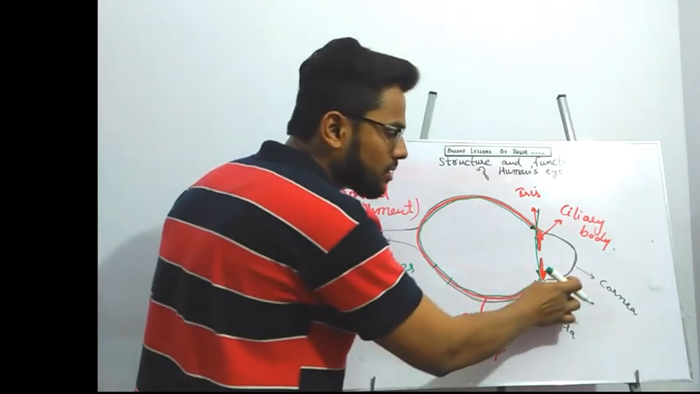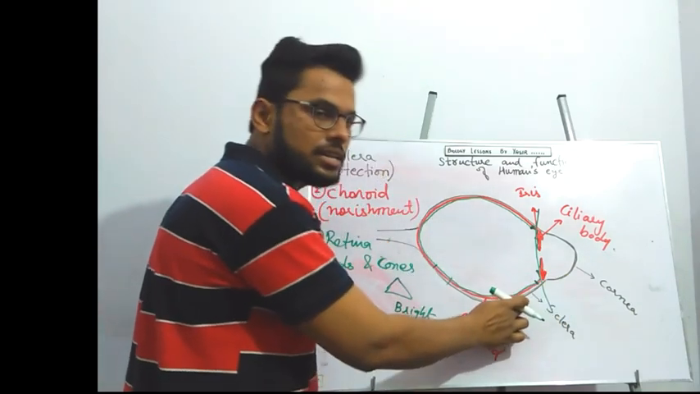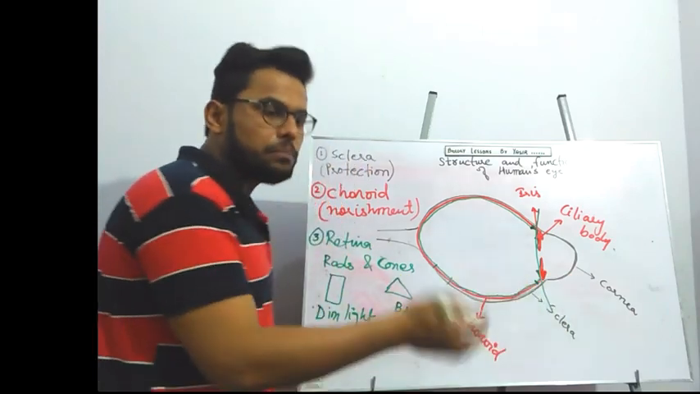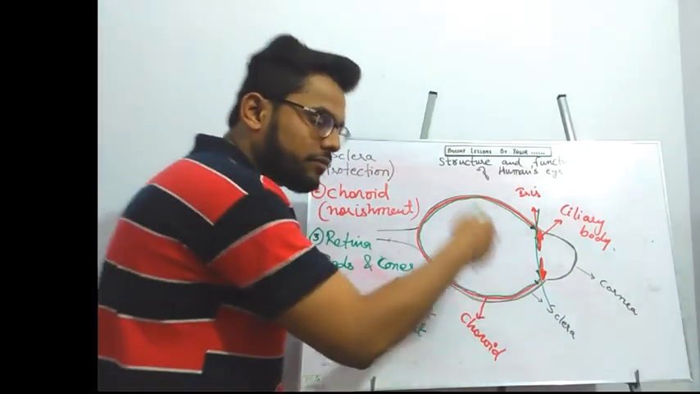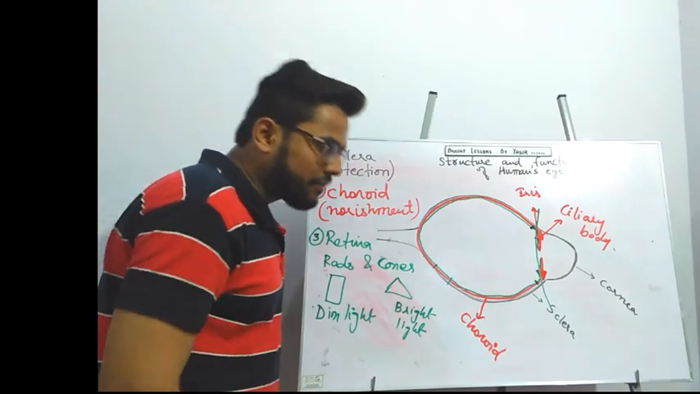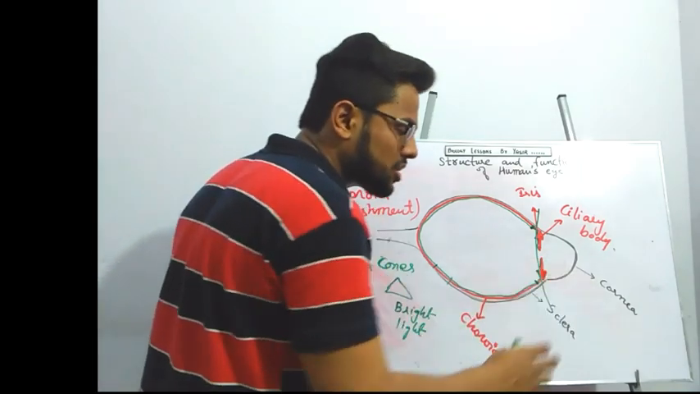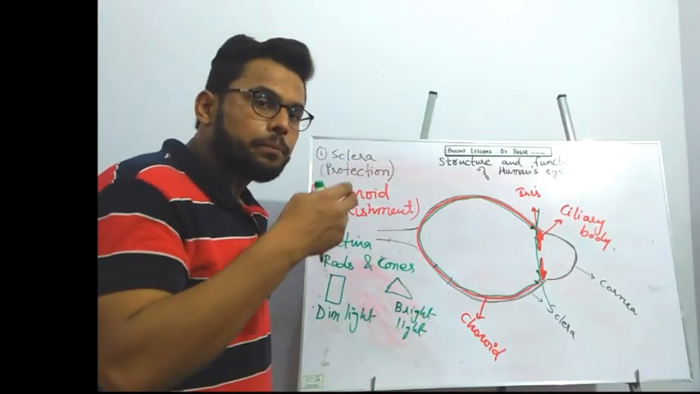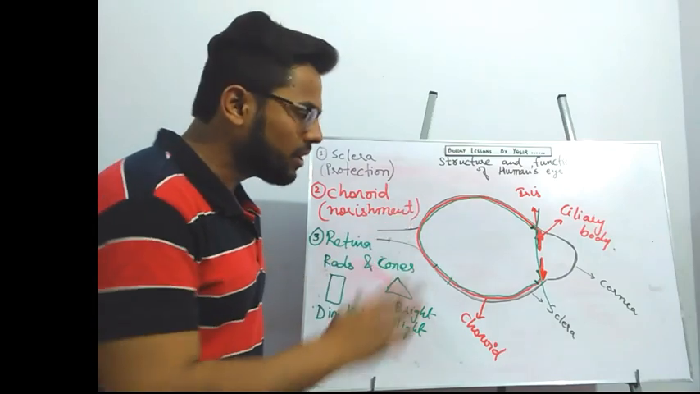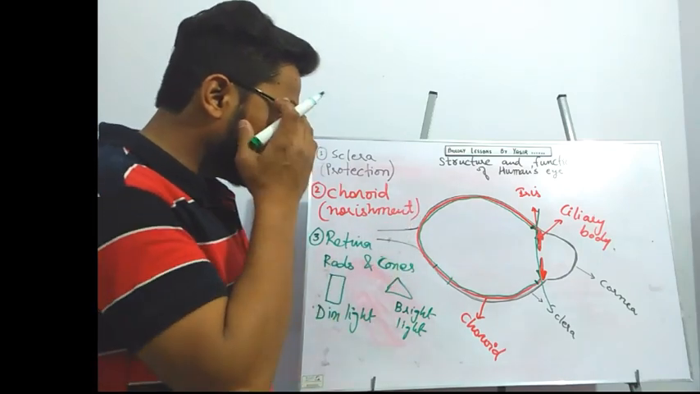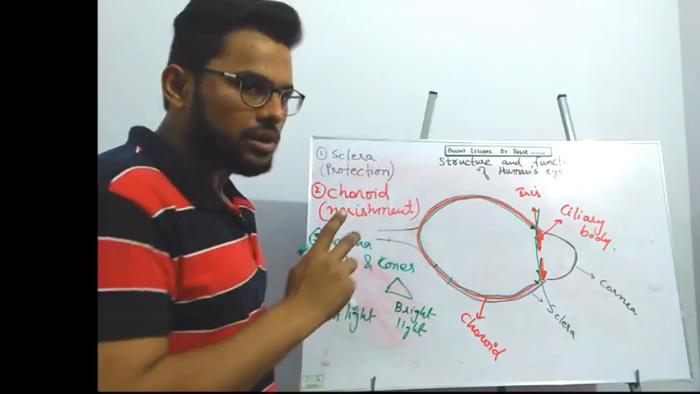This point is called the corneoscleral junction, because the cornea and sclera meet at this point. Understood? So further on, after the corneoscleral junction, only the pigmental layer will go on, and no neuronal layer will go on.